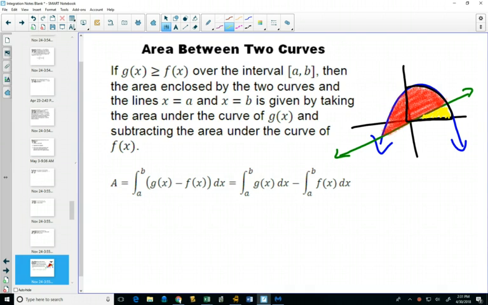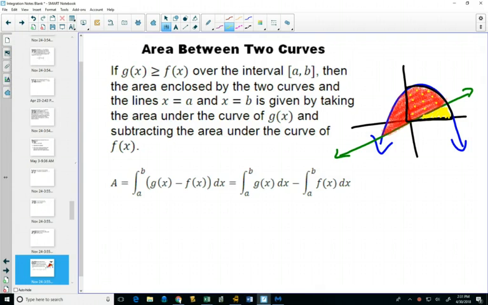So if I find the area between the blue curve and the x-axis, and then I subtract the area from the green curve to the x-axis, that would just do this section here. Okay?